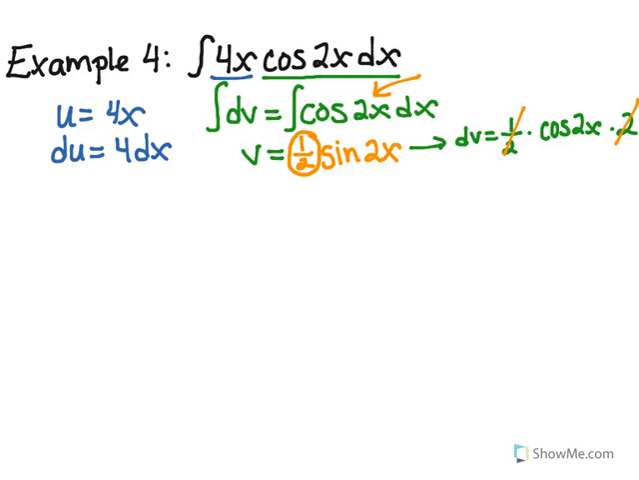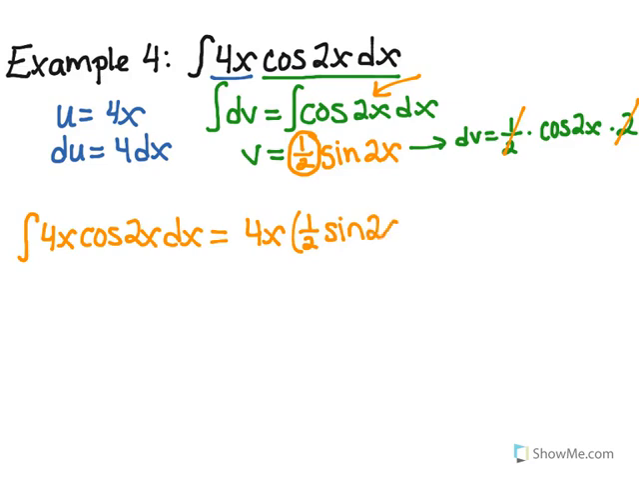All right. So we're ready to start writing out our formula. So the antiderivative of 4x cosine of 2x dx is equal to u, 4x, v, 1/2 sine 2x, minus the integral of v, 1/2 sine 2x, du, 4dx.